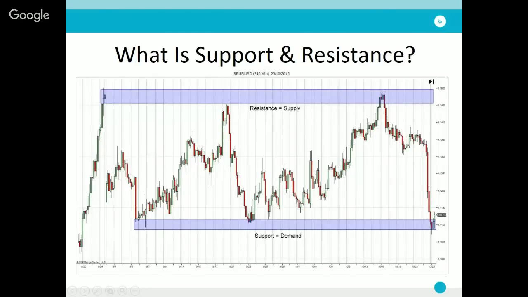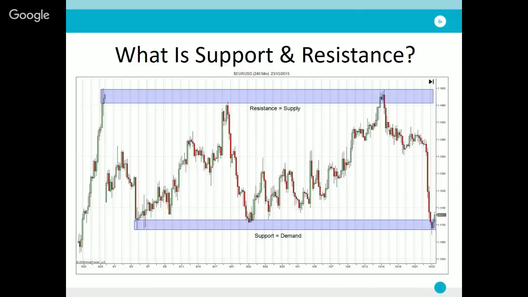Okay, so here we can see we have resistance overhead. Resistance is where there is a buildup of orders to sell, which we call supply, and whereby we can look to profit from the likelihood that price will react lower from this area. Then beneath we have support. This is where there is a buildup of orders to buy, which we call demand, and where we can look to profit from a likely reaction higher from this area.